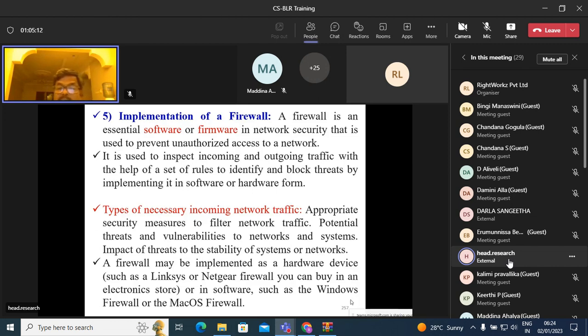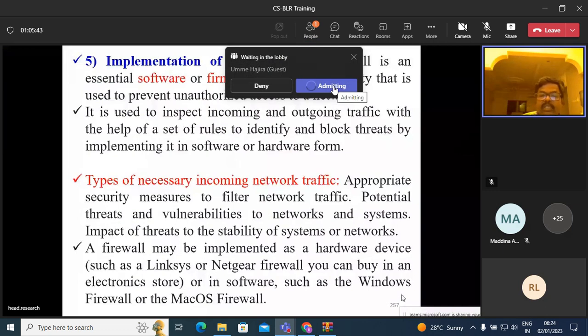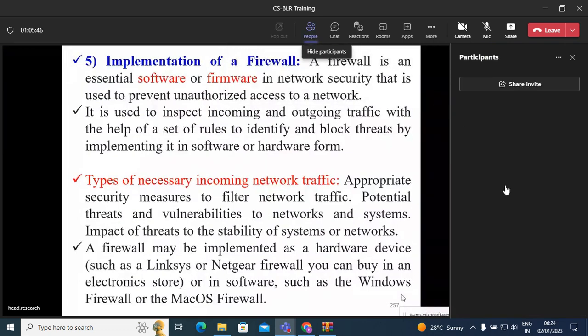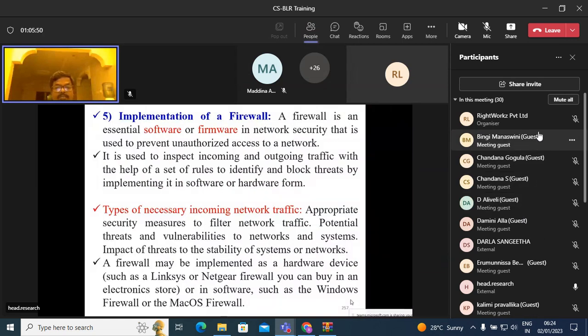What are the types of necessary incoming network traffic? For example, appropriate security measures to filter network traffic. Why are we using this? Measures to filter network traffic, and the potential threats and vulnerabilities to networks and systems, and the impact of threats to the stability of systems or networks. These are the types of necessary incoming network traffic.